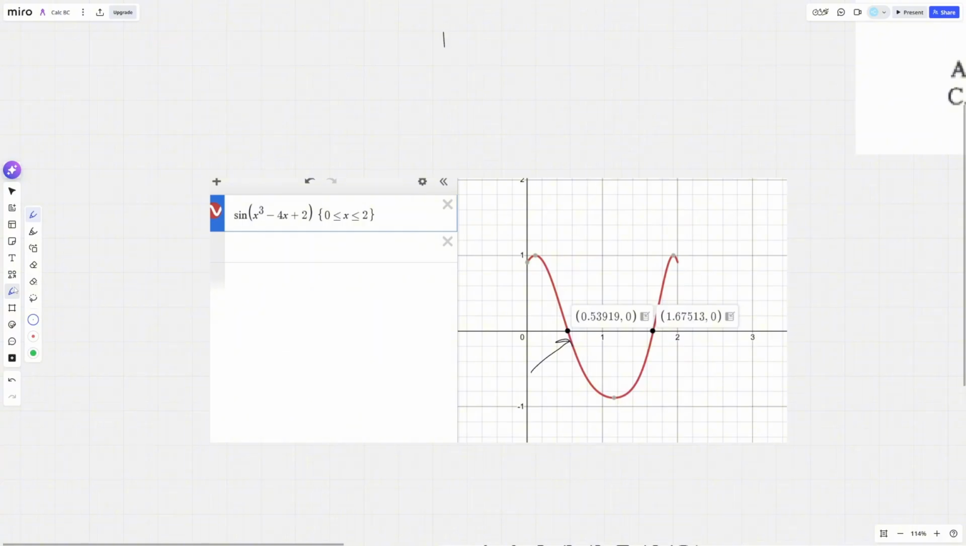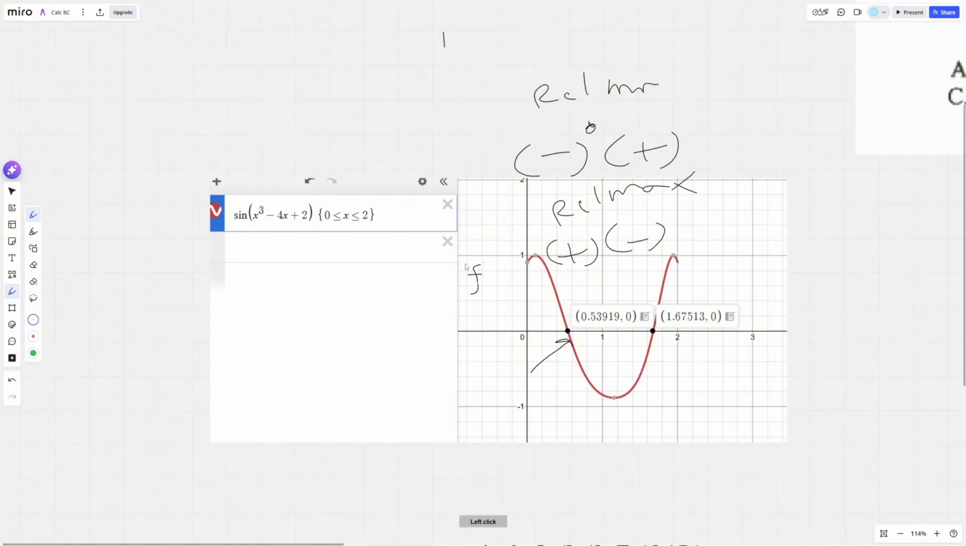So a relative minimum occurs when the derivative goes from negative to positive at a certain point. And a relative maximum occurs when the derivative goes from positive to negative at a point. So right here, the derivative, which is this graph, goes from positive to negative, which means that our maximum occurs at x equals 0.539, or relative maximum. And right here, the derivative goes from negative to positive, which means that there's a relative minimum at this point.